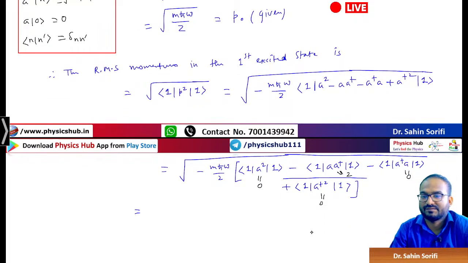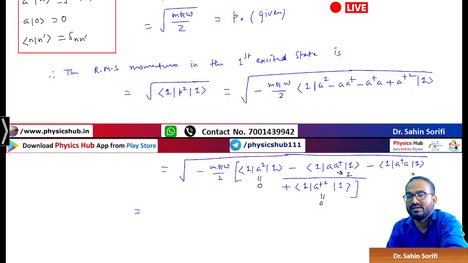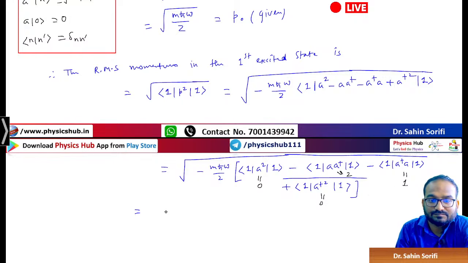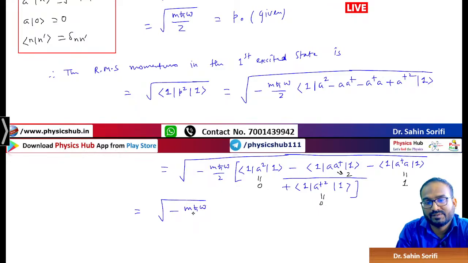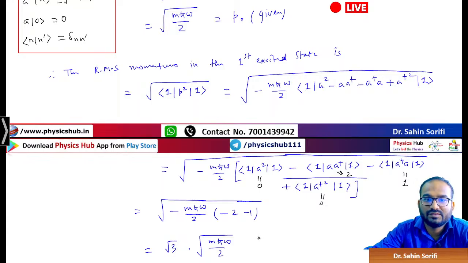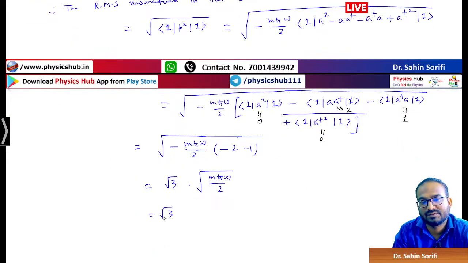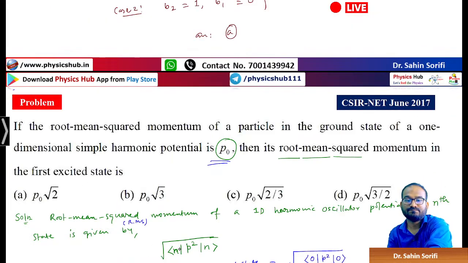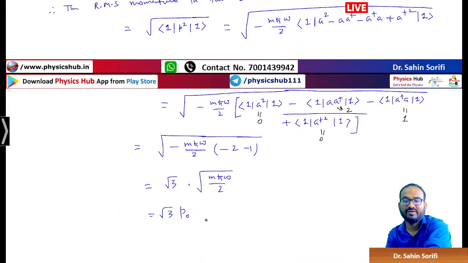Have you made any mistake? Yes. This is not 0. This is 1 actually. A applying on 1 produces 0, then A dagger making it 1 again. So this is 1. Minus m h cut omega by 2 multiplied by, here you can get minus 2 and minus 1. So it is square root of 3 times square root of m h cut omega by 2. Square root of m h cut omega by 2 is p naught, so it is square root of 3 p naught. So it is matching with option B. Very fantastic problem.